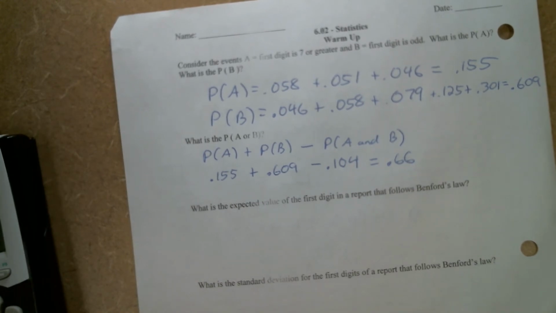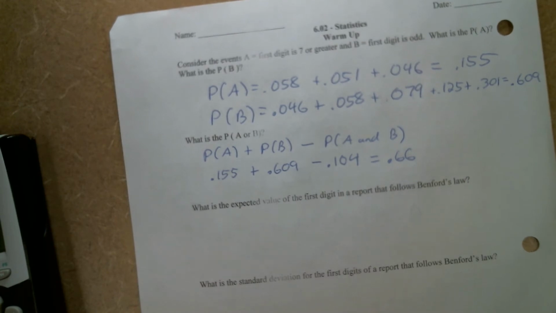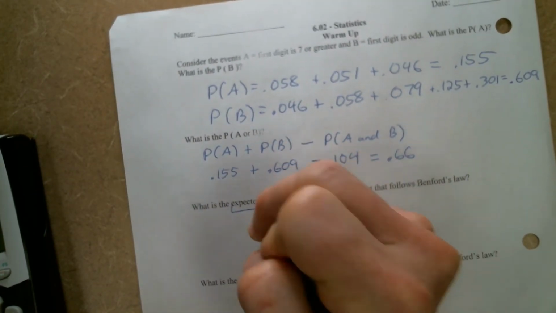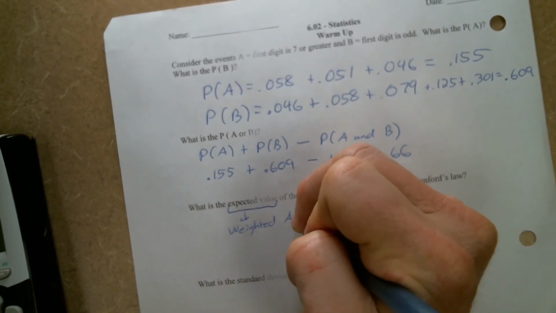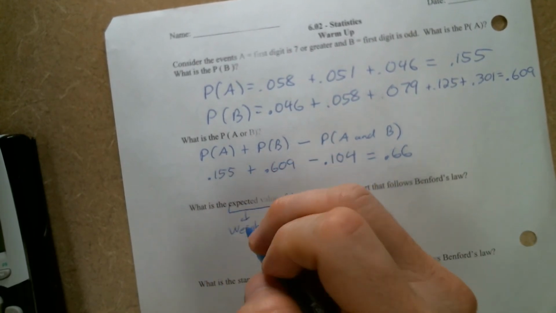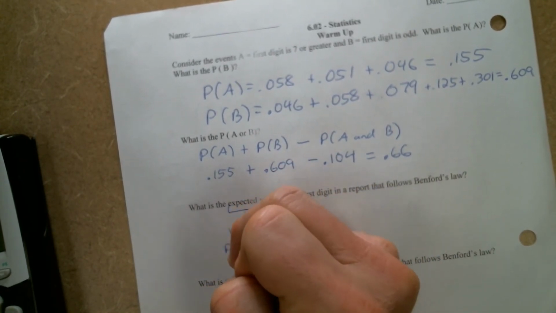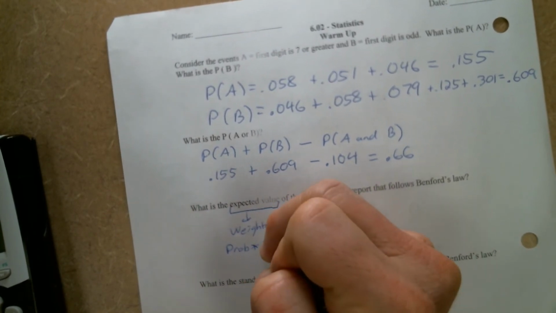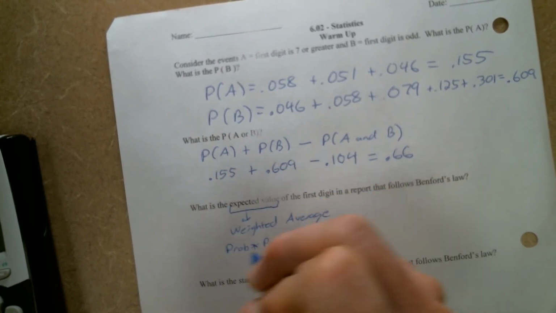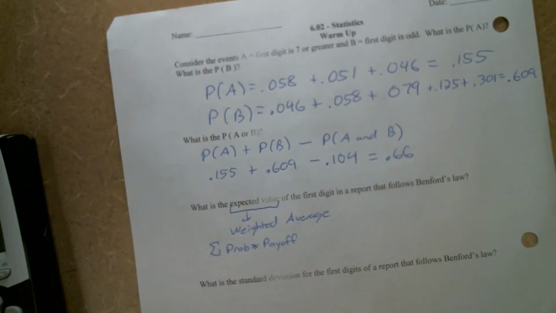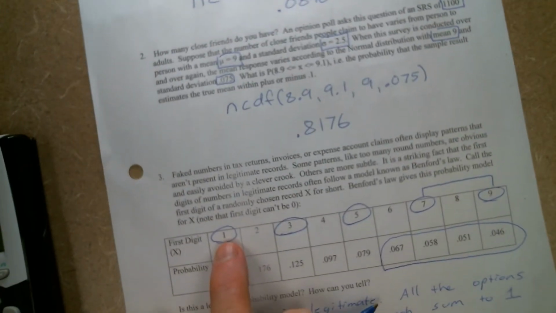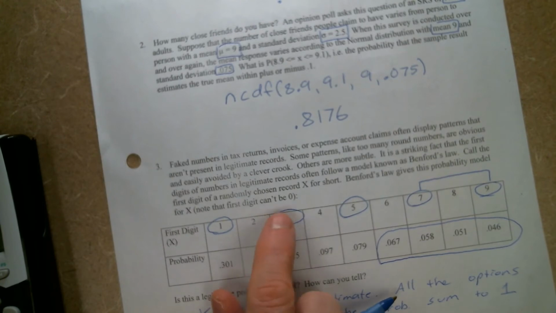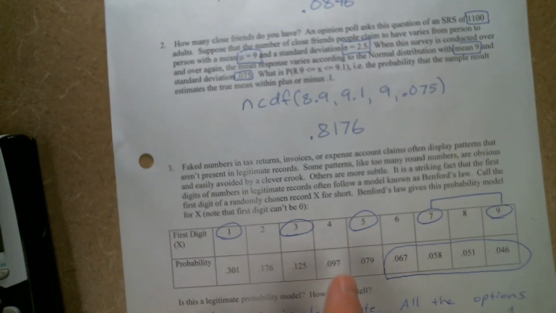What is the expected value of the first digit in a report that follows Benford's law? Again, expected value is basically just another way of saying what is the weighted average. All right, and we can find that by doing probability times payoff, and we just add up all of the probabilities times all the payoffs. Now, we could do that by hand and do 1 times this, plus 2 times this, plus 3 times this, plus 4 times this, plus 5 times this. But I'm going to put it into the calculator instead.